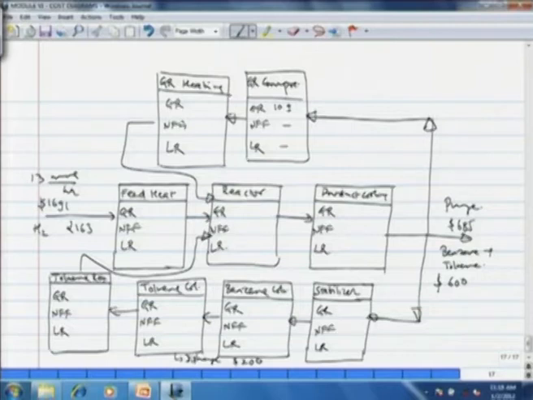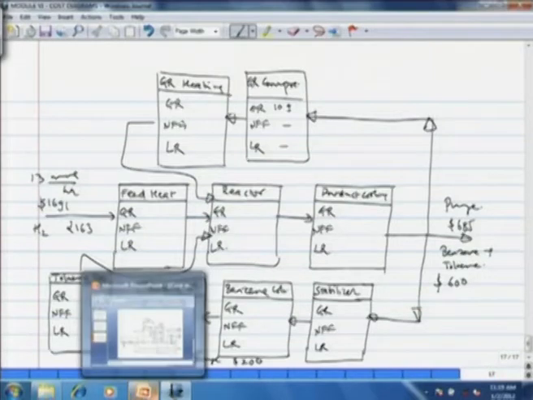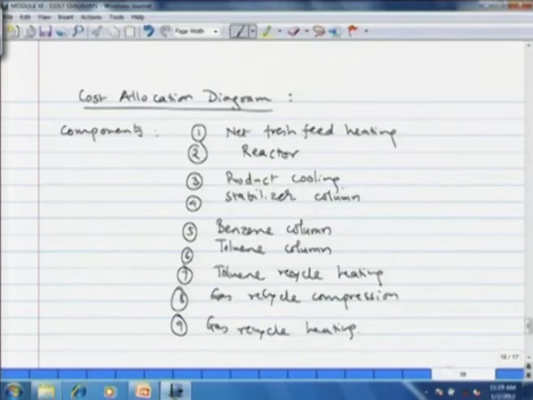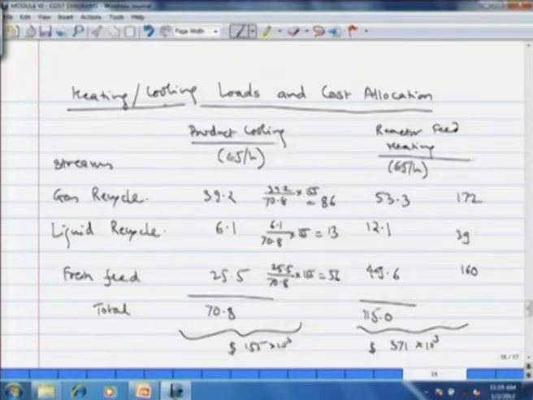Okay. Now, gas recycle heating. Gas recycle heating, if you go to the heating and cooling loads, you will find the gas recycle heating is $172,000 here. So that we put here.